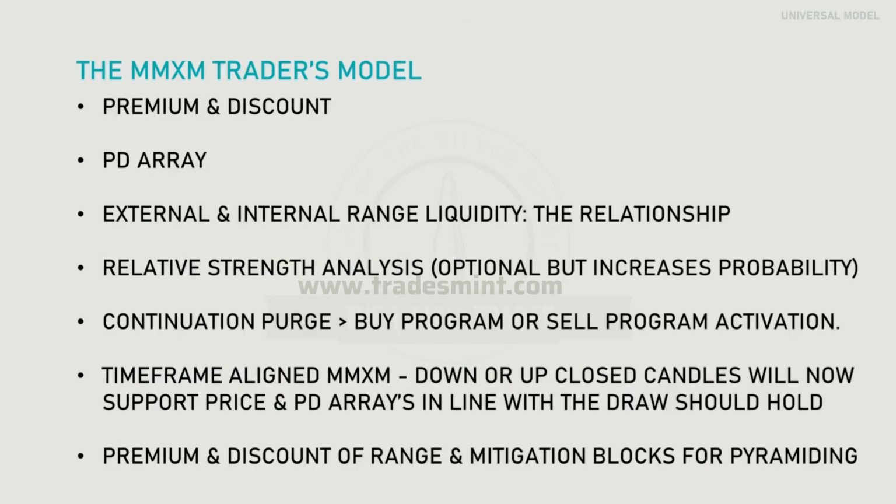It works on Forex, it works on index futures, it works on stocks, and it even works on crypto. The MMXM trader's model. So we're going to go over a few points on this. We've got those premium and discount levels, the PD arrays, external and internal range liquidity, and the relationship between them. Then relative strength analysis. This is optional, but it will increase your probabilities. Then continuation purge, so a buy program or a sell program activation. Then time frame alignment with the market maker models. Down or up close candles will now support price, and PD arrays in line with the draw should hold. And then eventually premium and discount of the range, and mitigation blocks for pyramiding your trades.